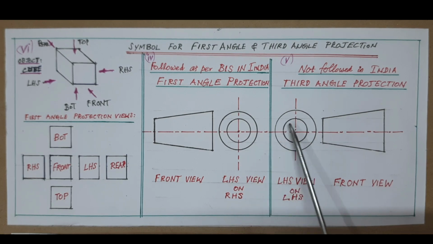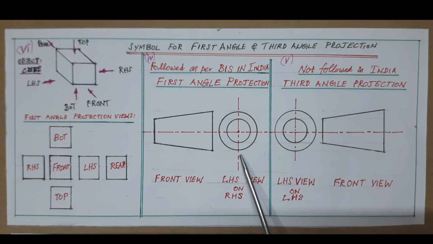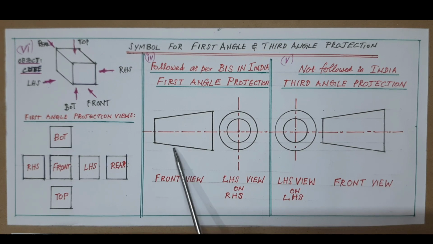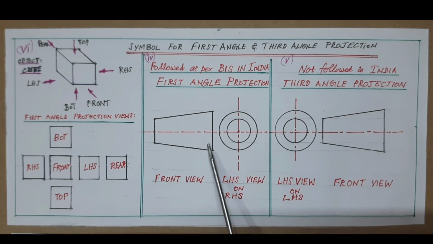It is the frustum of a cone with the axis parallel to the VP, that is the vertical plane, and kept horizontal, shown by projections. So this one is assumed as the front view. The entire length will be visible while viewing from the front.